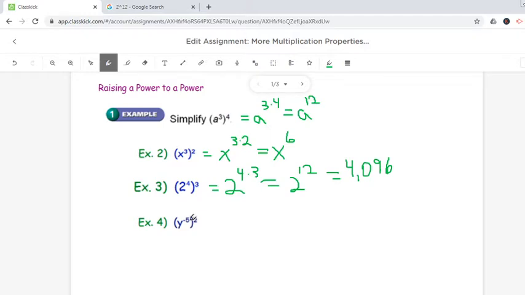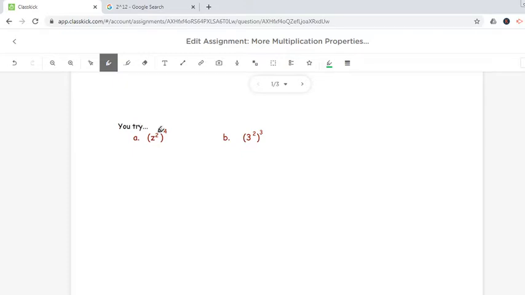Again, we have an exponent outside of the parentheses, so we multiply. So y to the negative 5th times 2. And that equals negative 5 times 2, negative 10. Okay. You try. So z squared to the 4th. Oh, we have an exponent outside of the parentheses, so we multiply. So 2 times 4, 8.